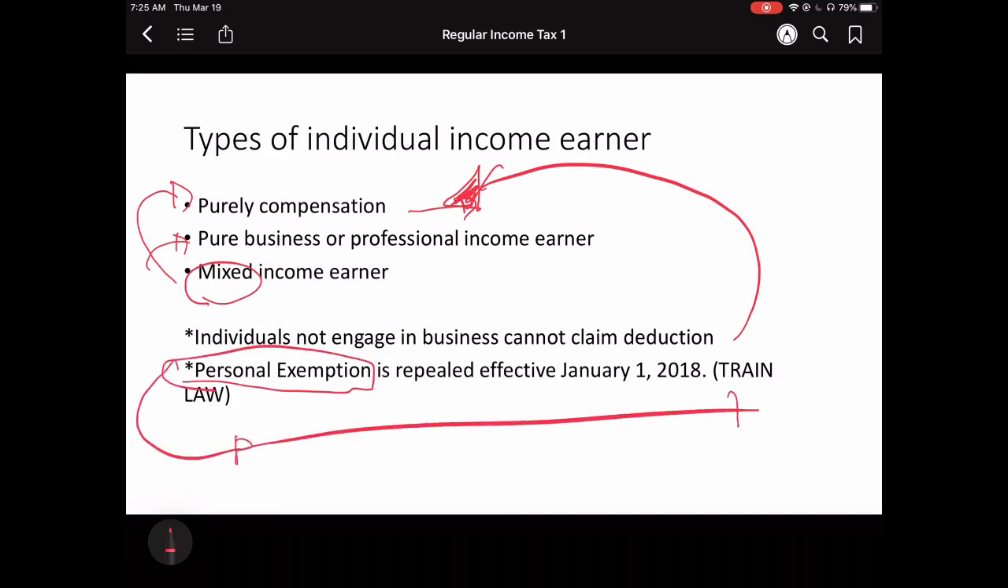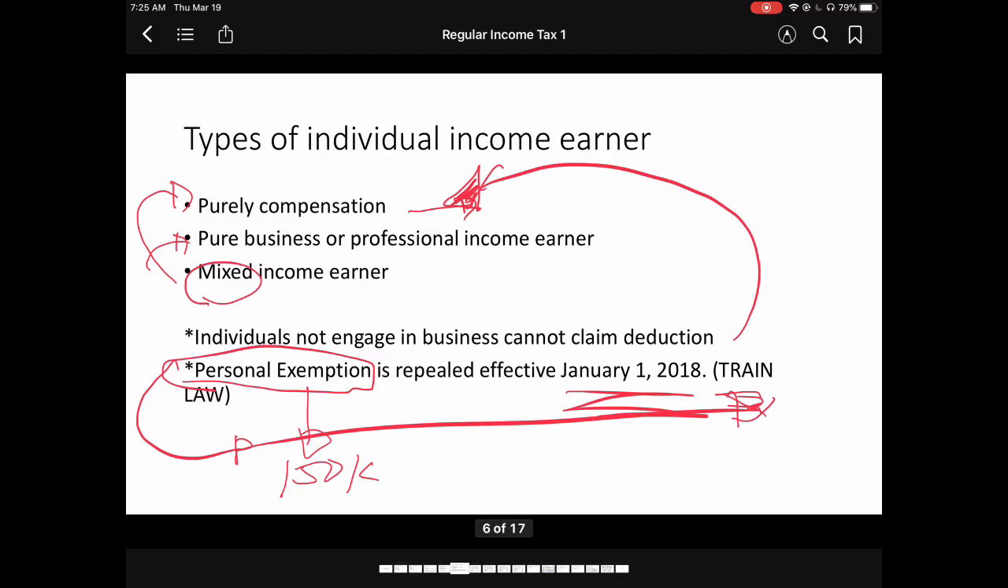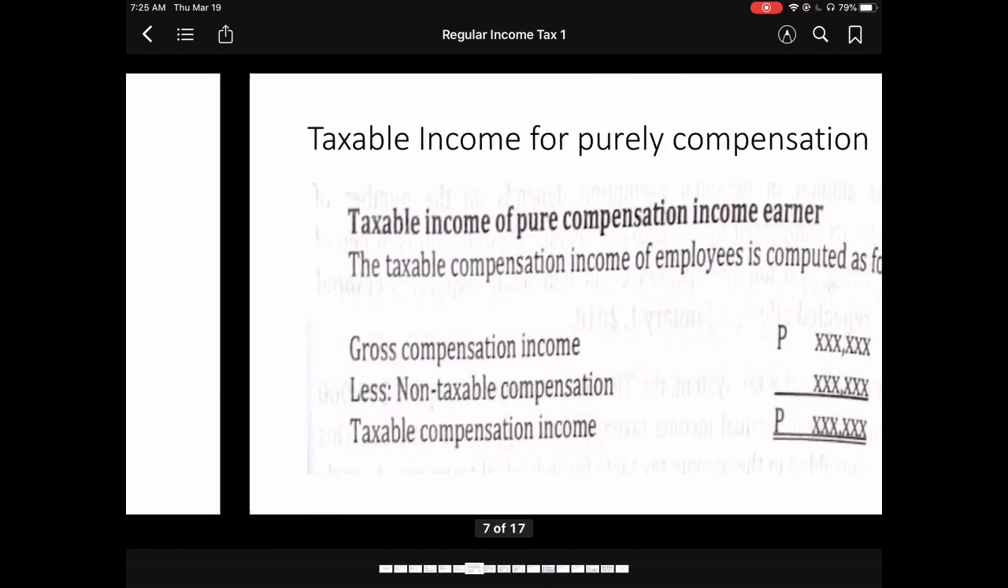But with the advent of the TRAIN law, the personal exemption was removed. The effectivity of the TRAIN law is January 1, 2018. So from January 1, 2018, there is no more personal exemption. For your information, the personal exemption before was a maximum of 150,000, subject to requisites. But since it no longer exists, we will not discuss it.